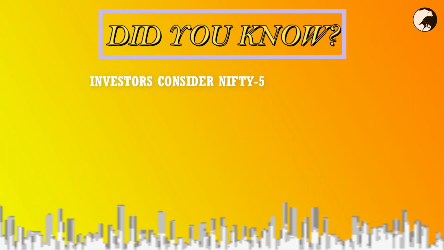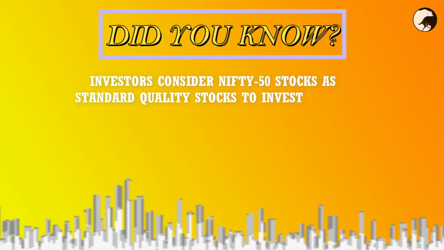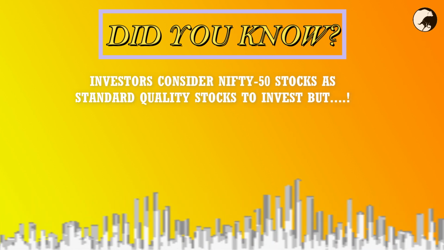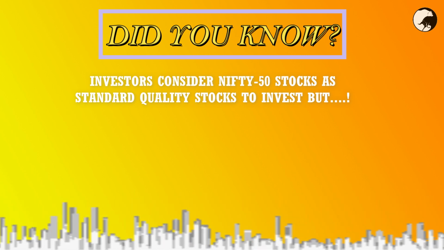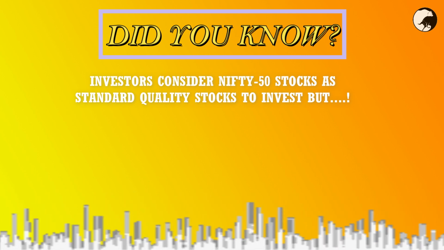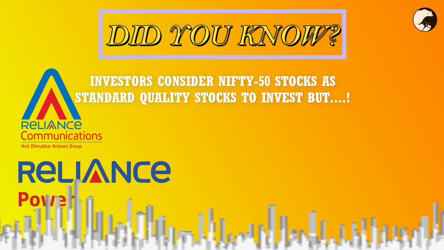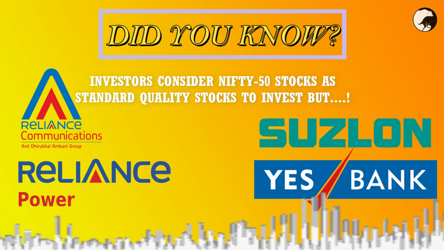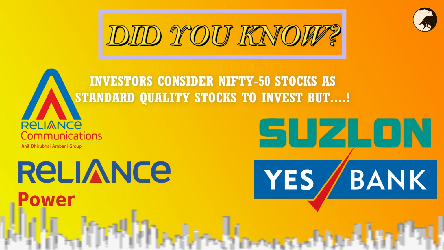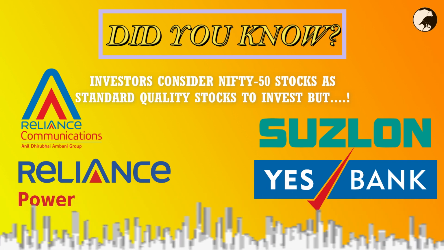Investors consider Nifty 50 stocks as standard quality stocks to invest in. However, there are many examples of stocks which were constituents of Nifty in the past, but are now either bankrupt or on the edge of bankruptcy, like Arcom, Rpower, Suzlon, Yes Bank. It was largely due to pledged shares, so be cautious while investing in companies with high pledged shares even though they are constituents of the index.